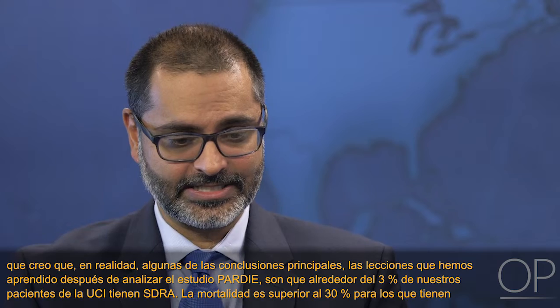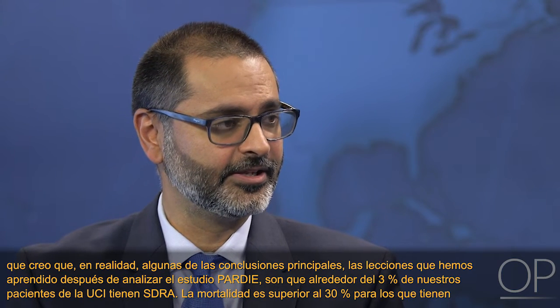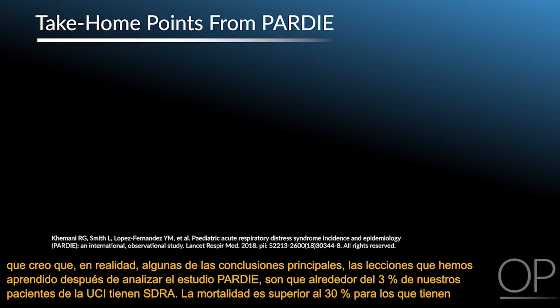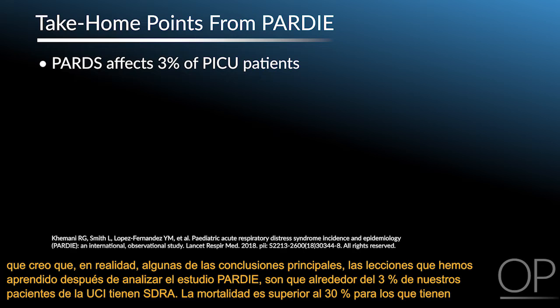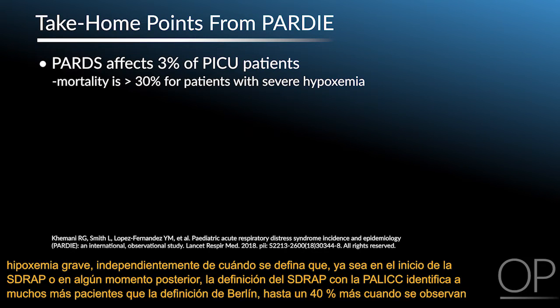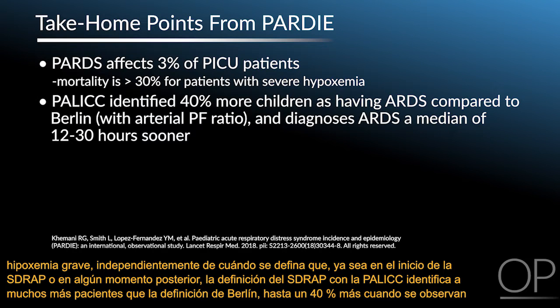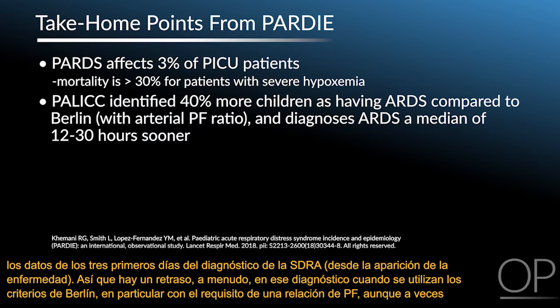So I think really some of the take-home points, the lessons that we've learned after looking at the PARDIE study, are that about 3% of our ICU patients have ARDS. Mortality is greater than 30% for those that have severe hypoxemia, really regardless of when you define that, whether at PARDS onset or at some delayed point. That the PARDS definition with PALICC does identify a lot more patients than the Berlin definition does, up to 40% more if you go out for the first 3 days of ARDS diagnosis.